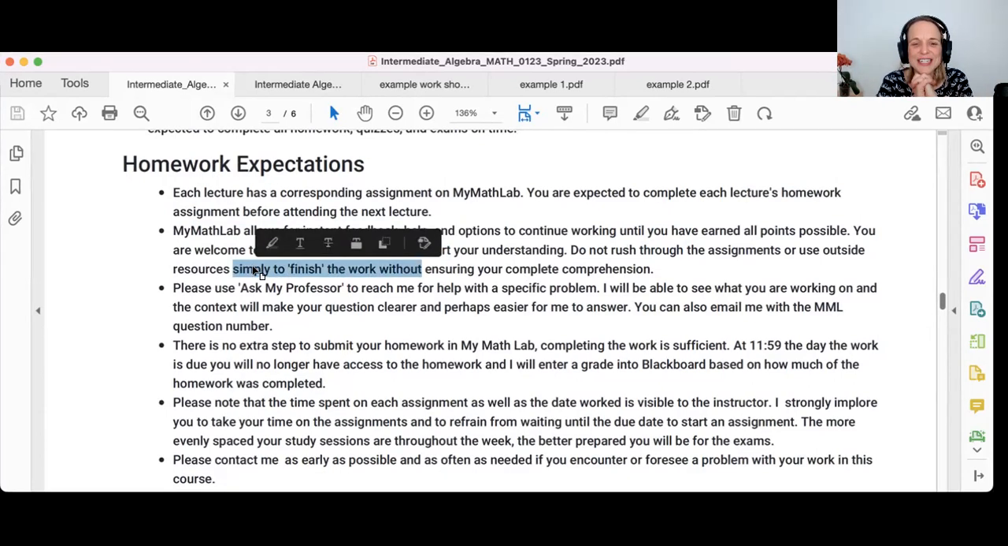Make sure you understand it. There is a button often called Ask My Professor. Feel free to press that button. That's the easiest way for me to see what you're working on when the question came up, or just email me with the MyMathLab question number, okay?